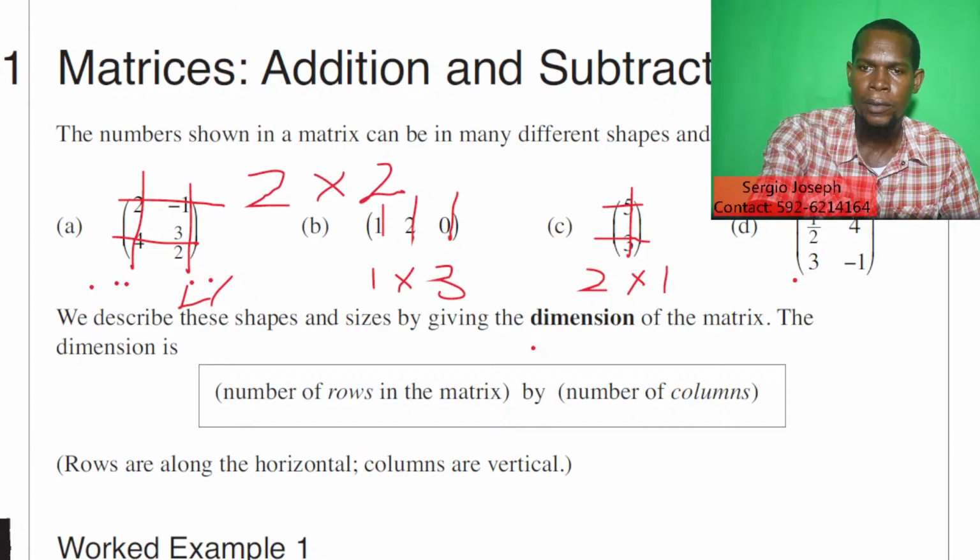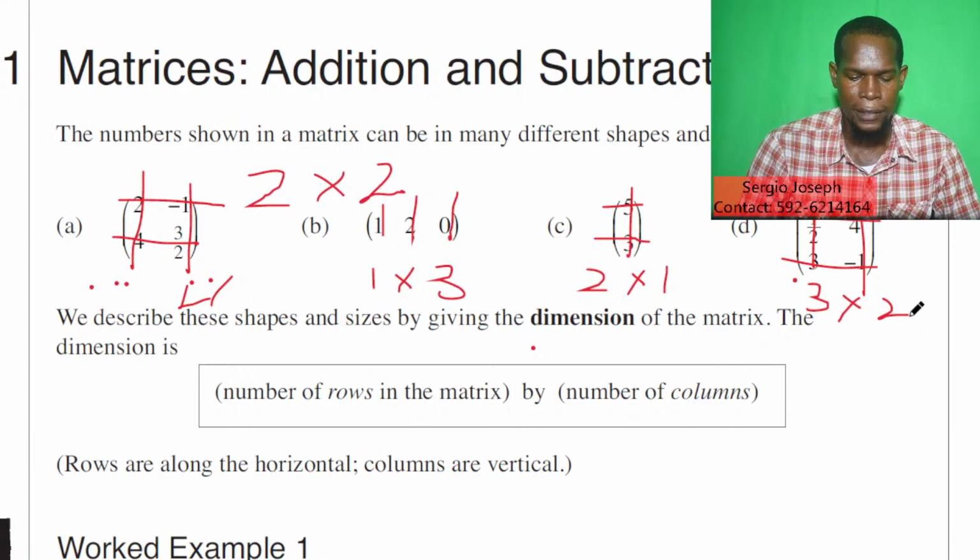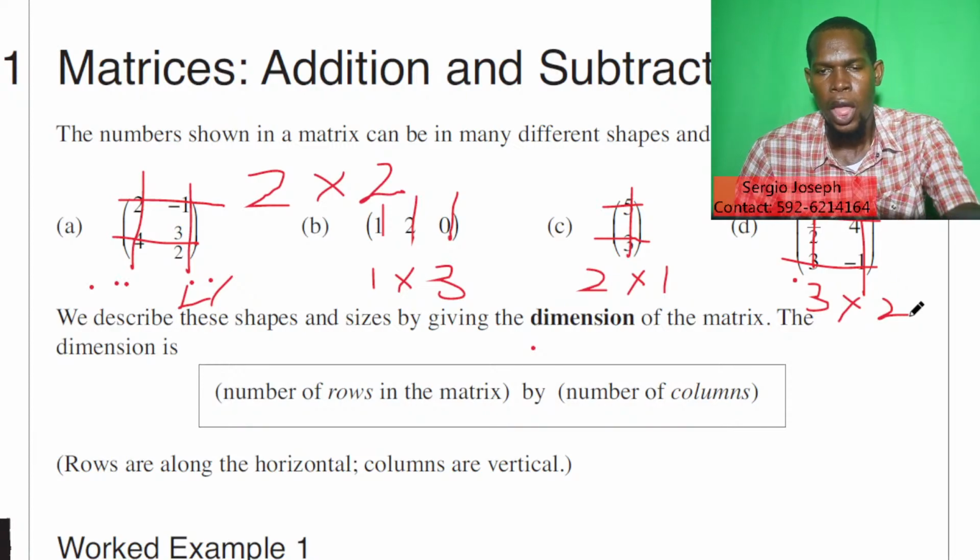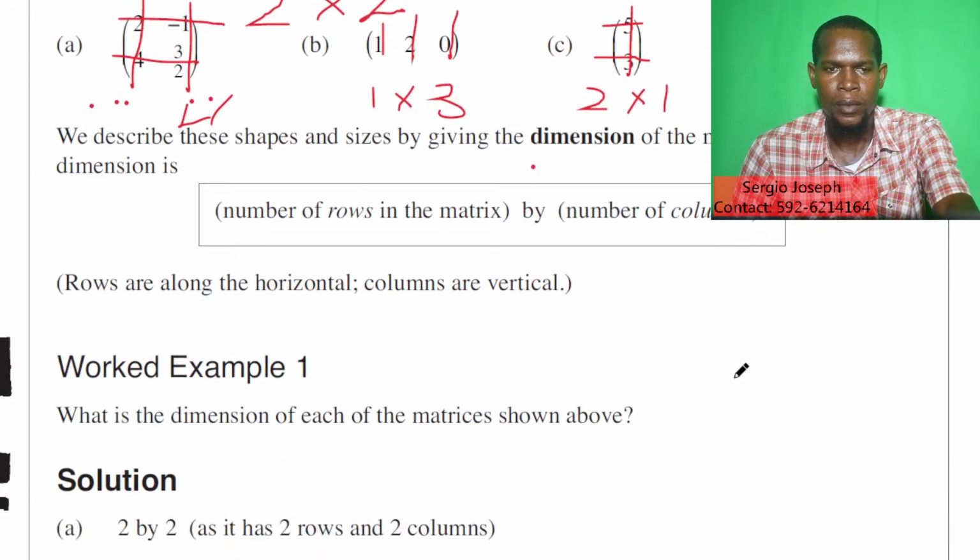All right, so what is D? Quickly, you should be able to tell me. You have 1, 2, 3 rows. And how many columns? 1, 2 columns. So therefore, this is a 3 by 2. Simple as that. Easy as 1, 2, 3.